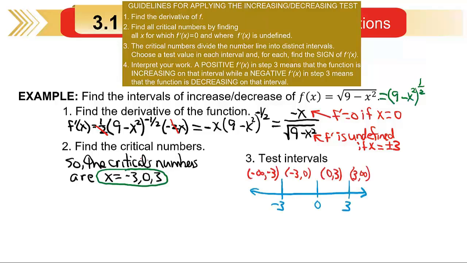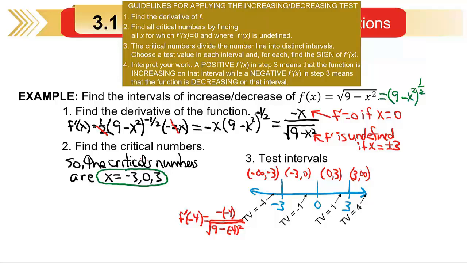Continuing, I put the critical values on a number line from left to right, and I do a test value in each interval. So I chose minus 4 to the left of minus 3. I chose minus 1 between minus 3 and 0. I chose 1 between 0 and 3, and I chose 4 bigger than 3. And I'm going to make short shrift of this. When you try to plug these things in, look what happens when you try to plug a negative 4 in as your test value. Well, you square negative 4, you get 16. Well, 9 minus 16 is negative, and you've got it under a square root.